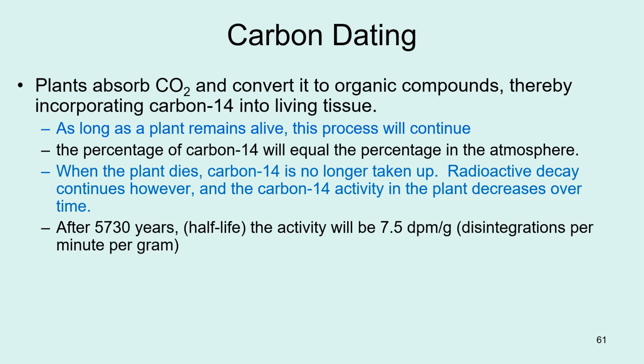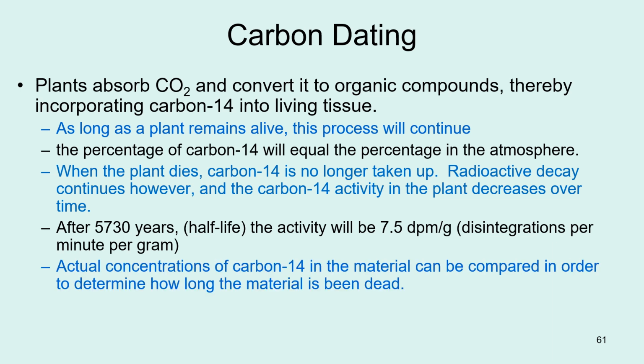So after 5,730 years, which is the half-life, the activity will then be half of the original, so 7.5 disintegrations per minute per gram of substance. So using our first order reaction equations, we can determine how long something has been around by measuring its activity. We can compare it to determine how long the material has been dead.